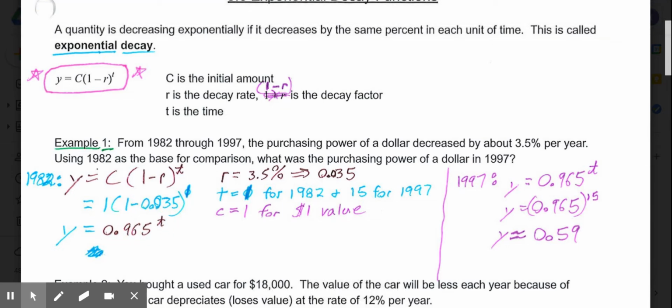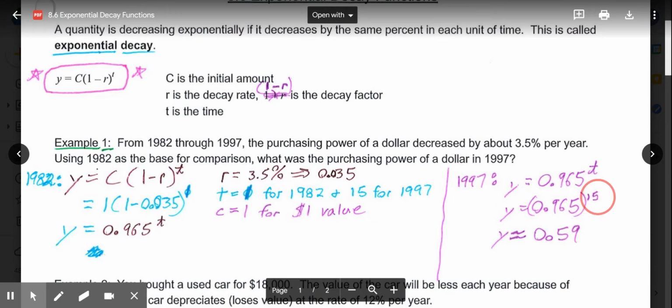Then for 1997, we know that's 15 years later, so we'll be putting a 15 in for t. So 0.965 to the 15th is approximately 0.59. So that dollar that used to give us a $1 value now has the purchasing power of only 59 cents. So the value of the dollar decreased from $1 down to 59 cents.